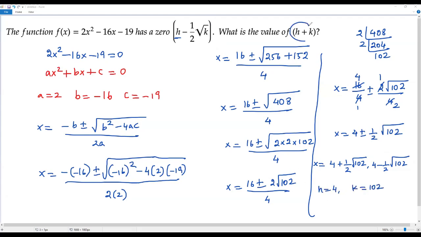Our aim is to find the value of h plus k. So h plus k equals 4 plus 102. When I add 4 and 102, I get 106. So the value of h plus k is 106.